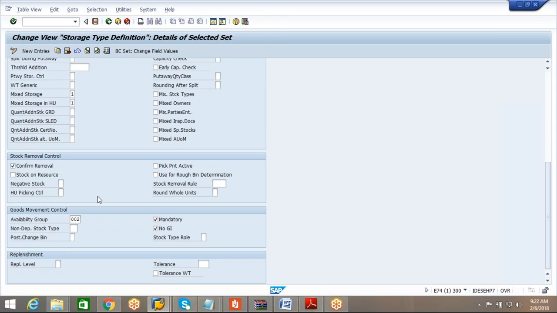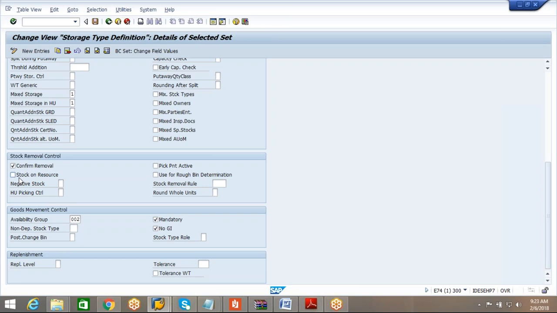Now the other control area is stock removal. During stock removal, what are the control parameters available at the storage type level? This confirm removal is required for confirming after the stock removal process. And stock on resource: here a resource is nothing but a piece of machinery or a worker or whatever it may be. Say one product is about to come into my storage type, meaning some open warehouse task is there to bring the product into that storage type.